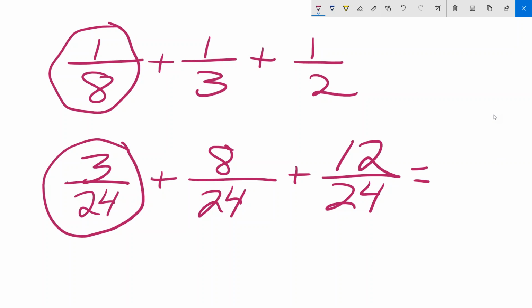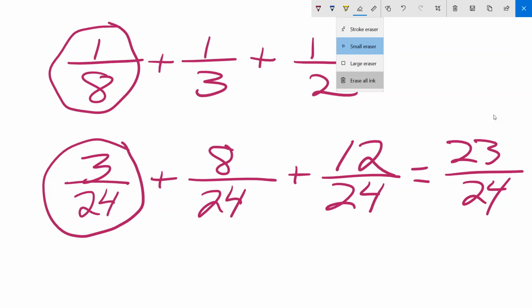Just add the numerators. 23. And the denominator stays as 24. In other words, as long as I'm adding or subtracting, the denominator stays the same once you get the same denominators. If you're multiplying, it's totally different. Let's talk about multiplying fractions.